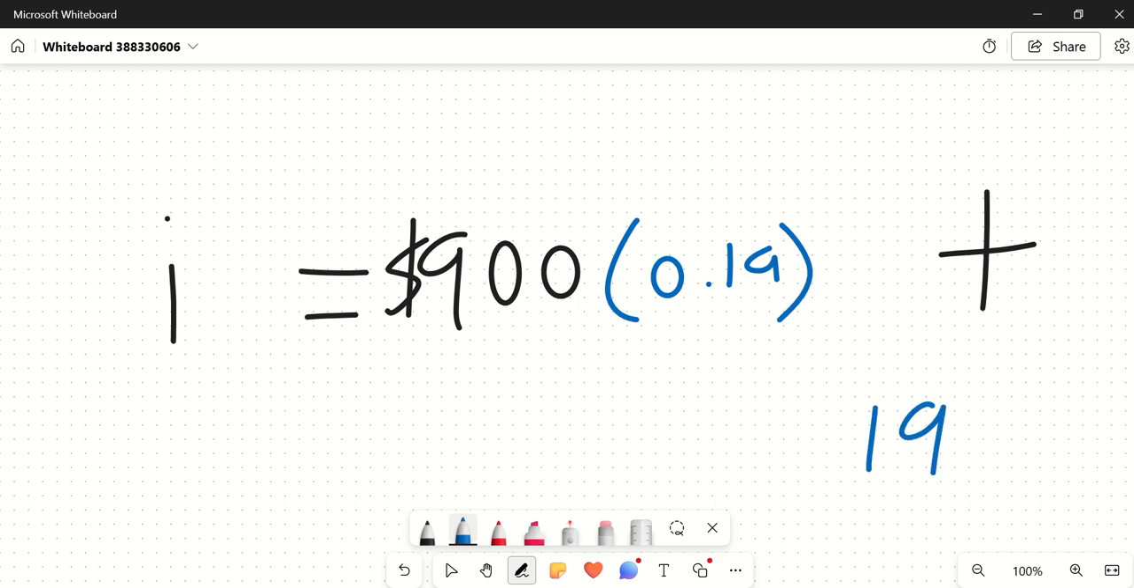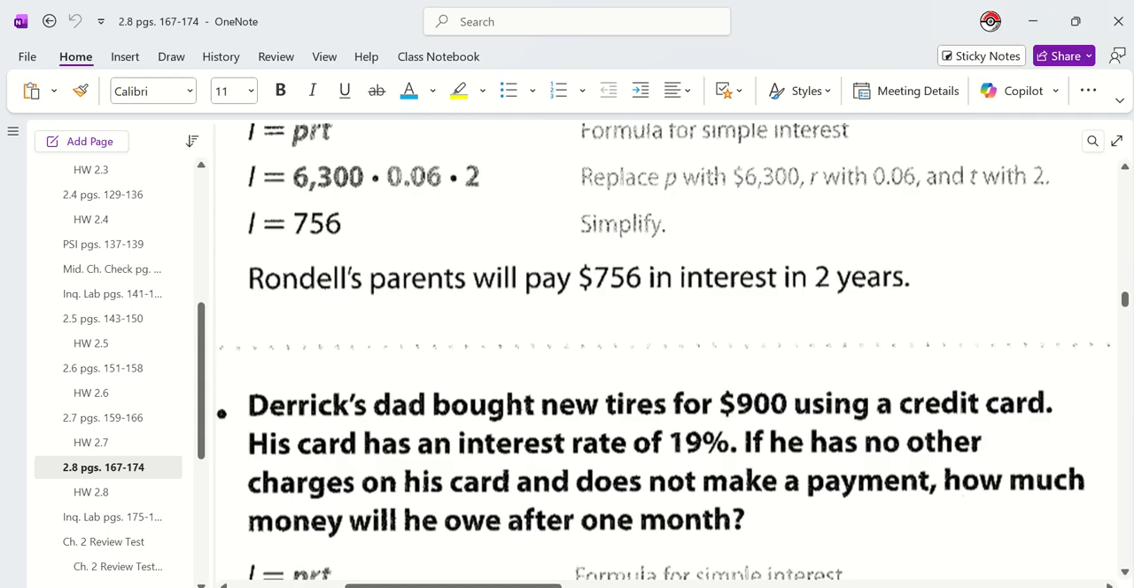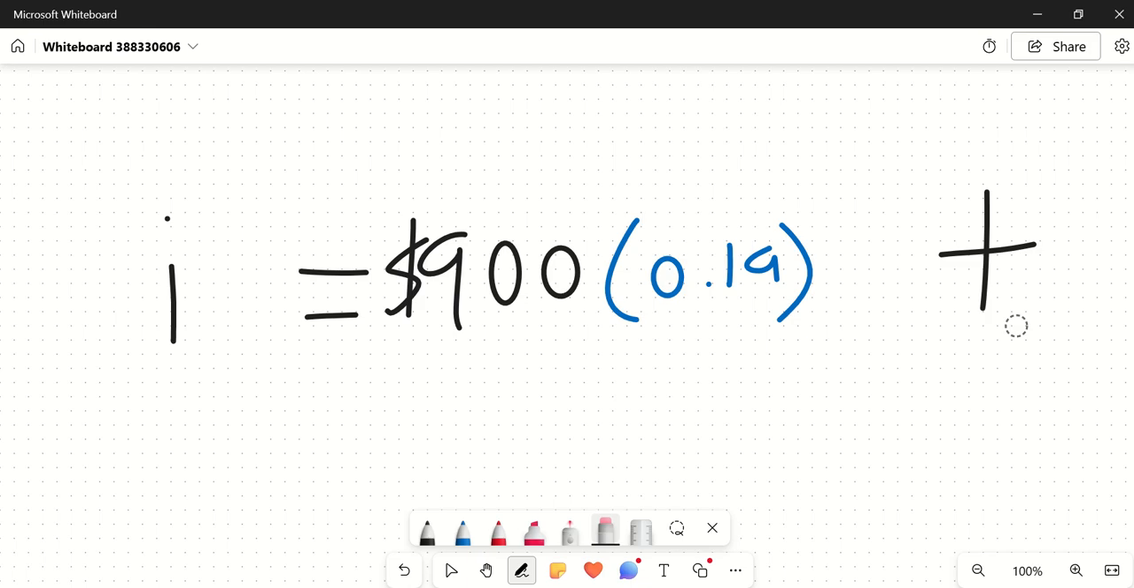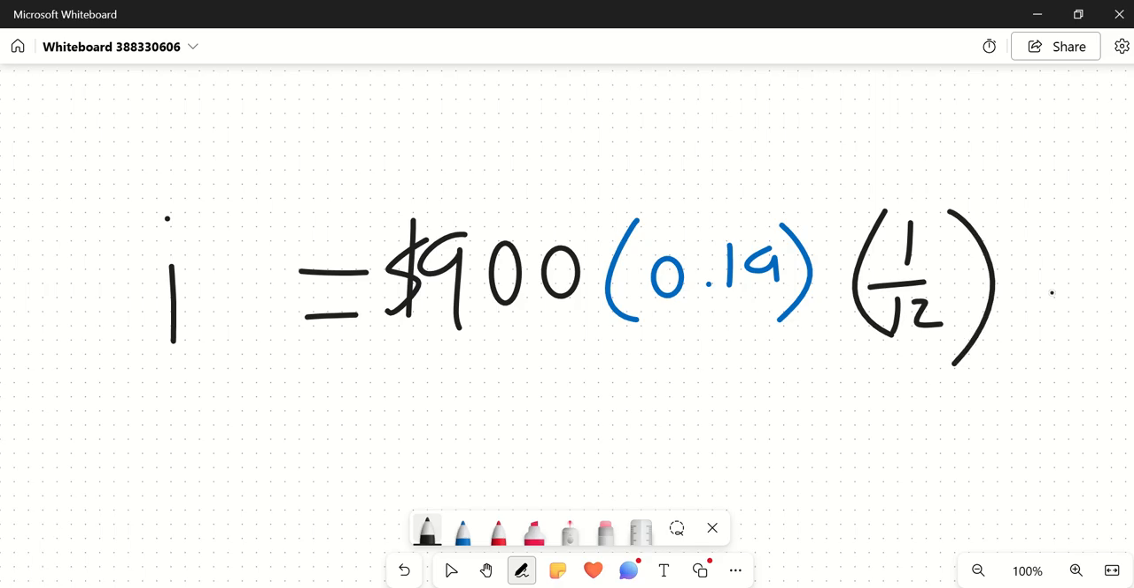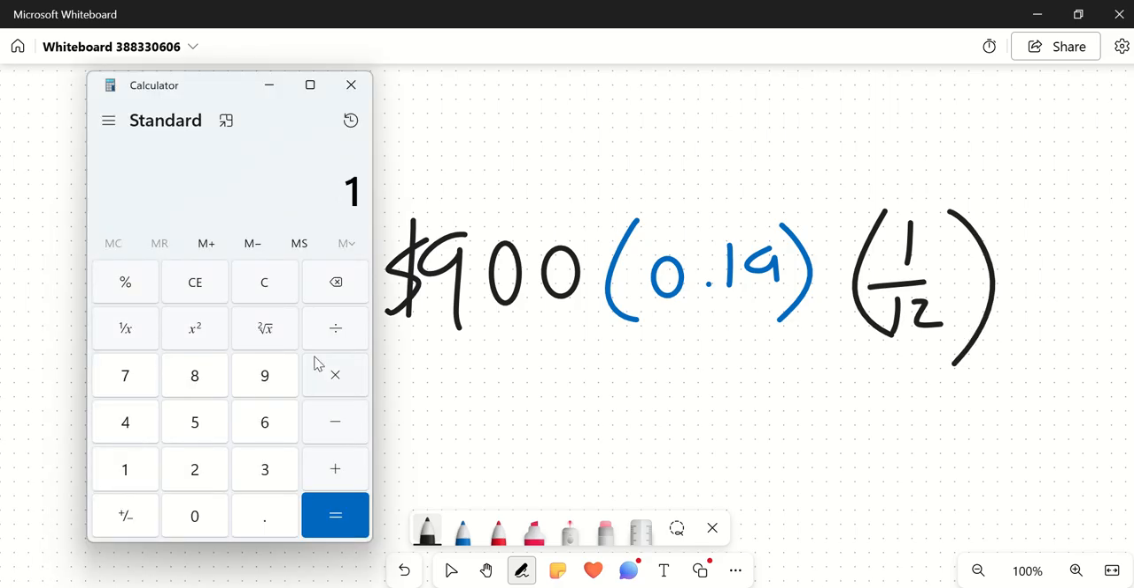So again, our interest rate was 19%. Jump the decimal 1, 2 to the left. That's 0.19. And then the time. They're saying that he's going to take 1 month to pay it off. Okay, this is the challenge part. How would I write 1 month in my equation? 1 over 12. 1 over 12. If I put 1 there, that means 1 year. Okay? 1/12 means 1 month. But, ladies and gentlemen, if I do 1 divided by 12, I get this monstrosity.